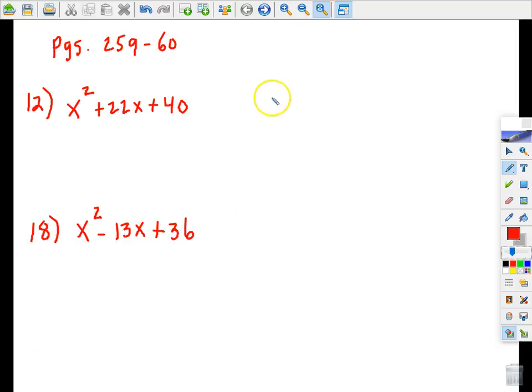So the thing to keep in mind when you're factoring, and just train yourself to think this way, you should always ask yourself, is there a GCF? That needs to be the first thing that you check for in any factoring problem. Well, for number 12, the answer to that question is no.